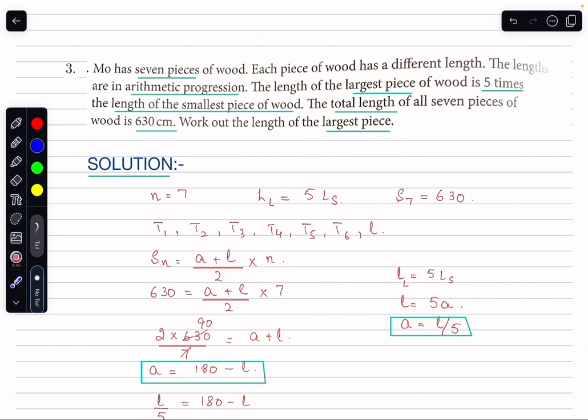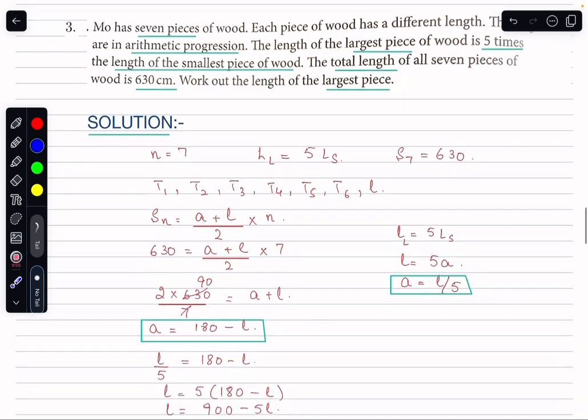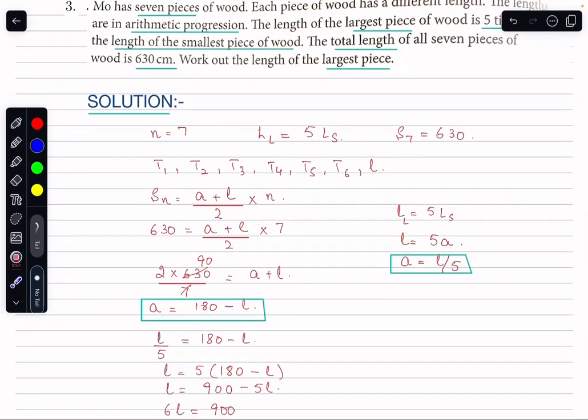We have the sum here, which is 630. (A plus L) divided by 2, times n, where n is the number of pieces, which is 7 in this case. So A plus L shall be equal to 2 times 630 divided by 7, which gives me A as 180 minus L.